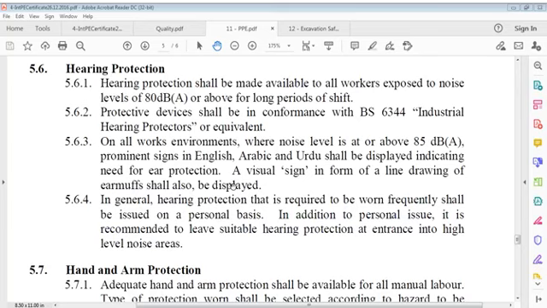In general, hearing protection that is required to be worn frequently shall be issued on a personal basis. In addition to personal issue, it is recommended to leave suitable hearing protection at the entrance into high level noise areas.